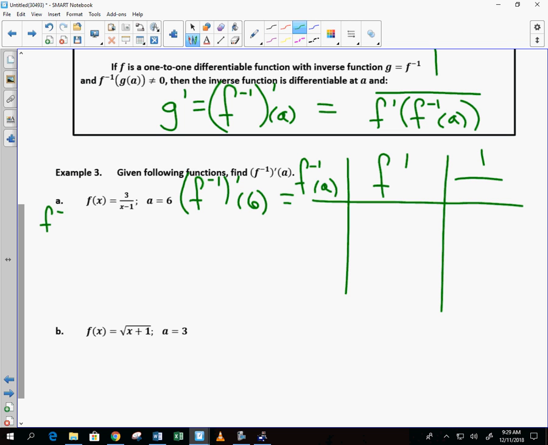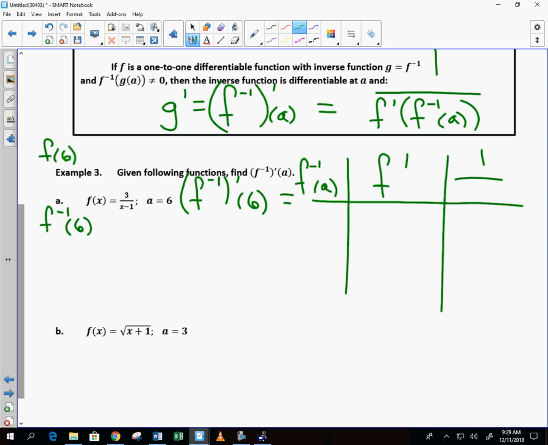f inverse of 6. If I wanted to determine f of 6, what would I do? I would plug in 6 for x. If I want to find f inverse of 6, what do I do? I plug in 6 for y. Does everybody see that? The difference?